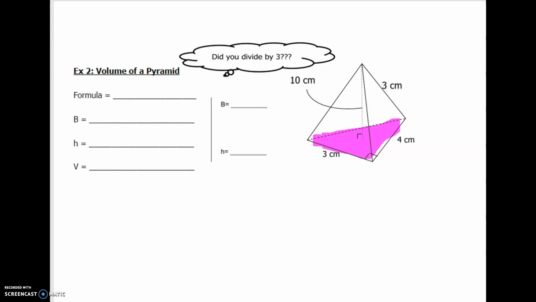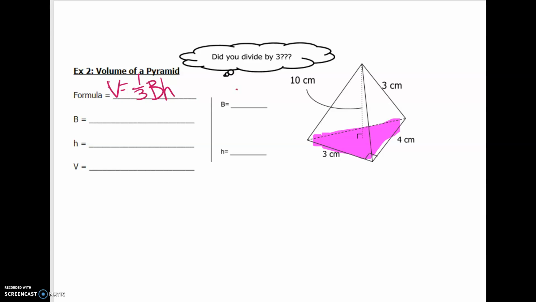You'll have to remember that. Alright, so let's talk about our formula. The formula is still for a pyramid, which is still V equals 1/3 big B, area of the base, times the height. So let's focus on the area of the base real fast.